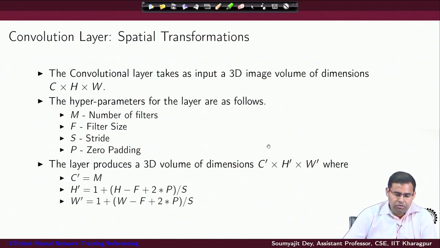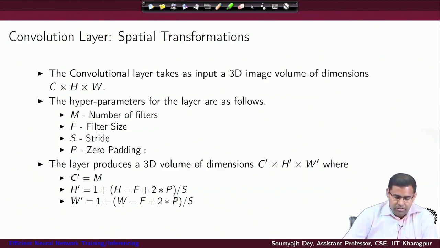So, coming to the convolution layer. Formally speaking, the layer takes as input a 3D image volume, and the dimension is the number of channels cross height cross width, and the hyperparameters are: let M represent the number of masks or filters, F represent the size of the filter, I mean it is an F cross F matrix, S is the stride, and P represents the amount of zero padding. We will soon see what that means.